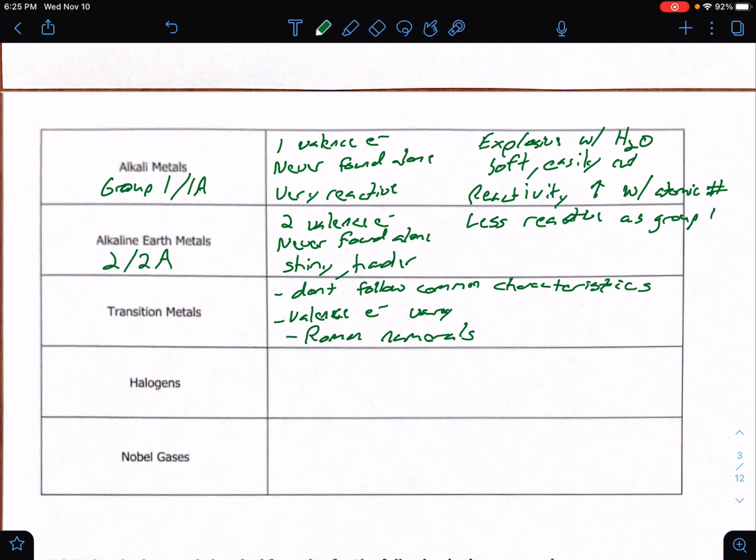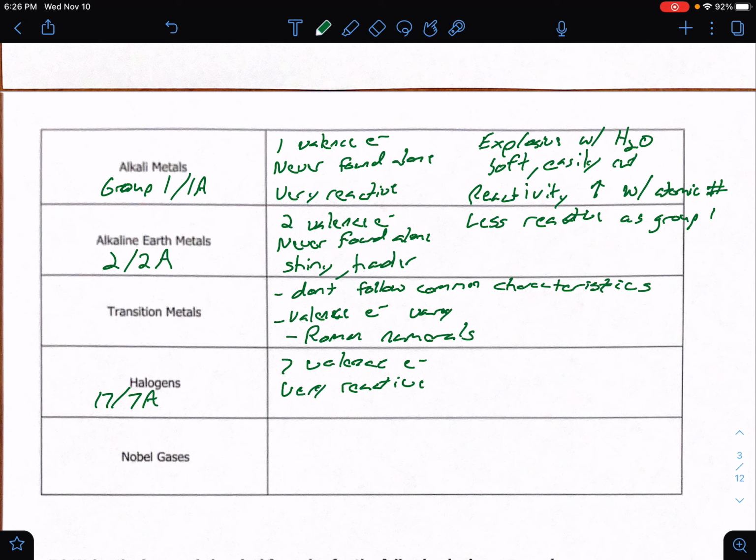Now, halogens is going to be that group 17/7A. They have 7 valence electrons. They are also very reactive, meaning they do want to bond with someone. The reason why is because they have 7 valence electrons, and that perfect number is 8. So they're trying to find one more.